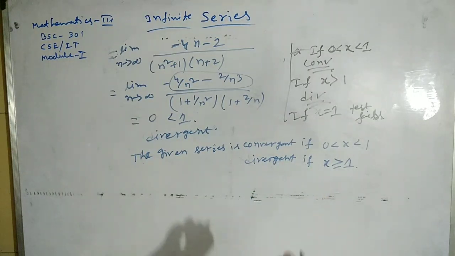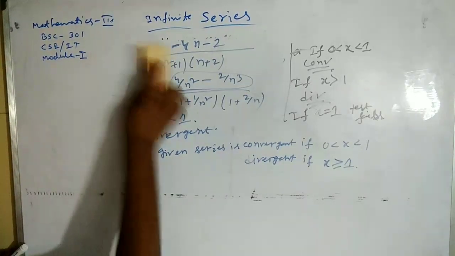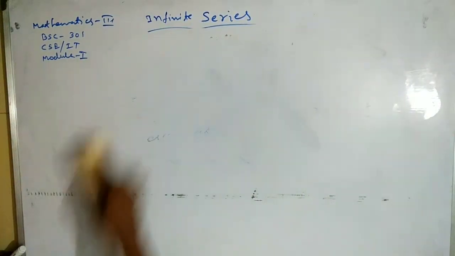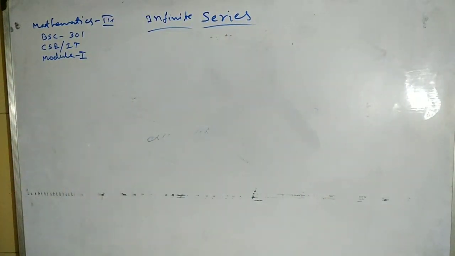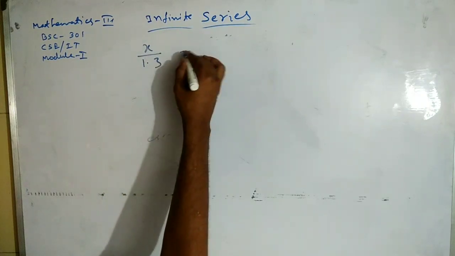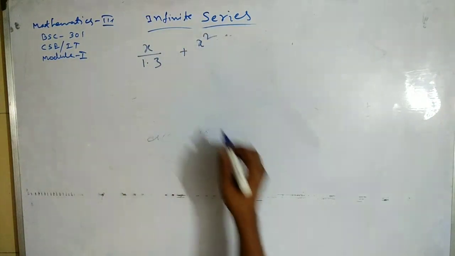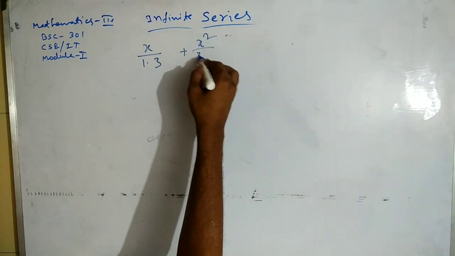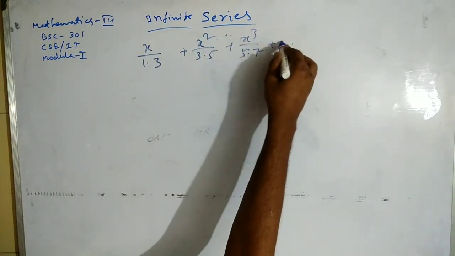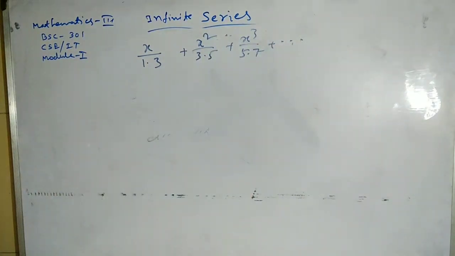Okay. Now I will go to the next problem. So the next infinite series is x by 1 into 3 plus x square by 3 into 5 plus x cube by 5 into 7 plus dot dot dot. So this is the infinite series.